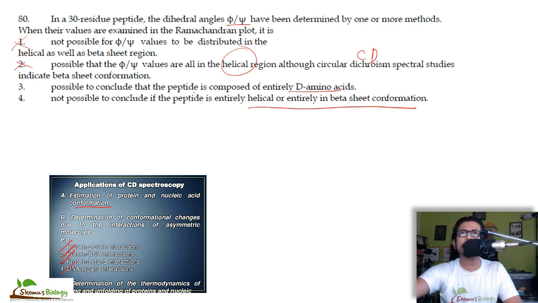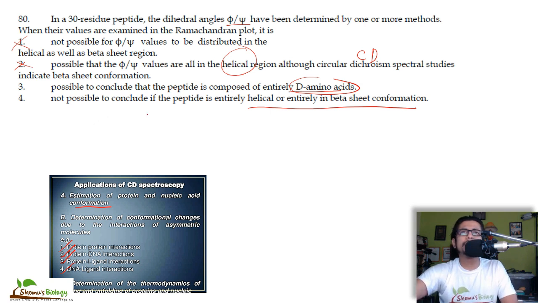Option 3: it is possible to conclude that the peptide is composed entirely of D amino acids. Yes, this is a possibility, because the Ramachandran plot can help us find out the phi psi angles, and the CD spectrum can also provide important information regarding how the amino acids are arranged. But particularly with a Ramachandran plot, we can easily find out whether it is made up of L amino acids or D amino acids, and that is going to give us information regarding whether a protein is made of D amino acids or not. So that's one thing.